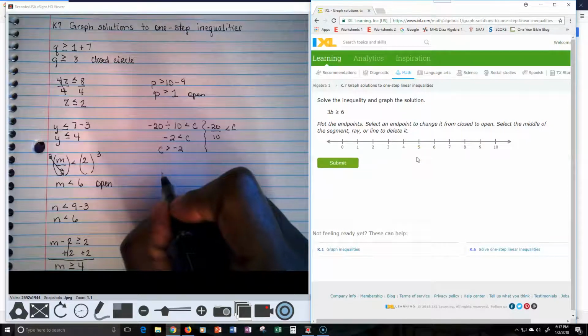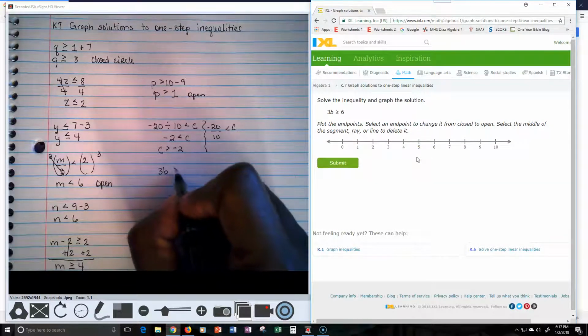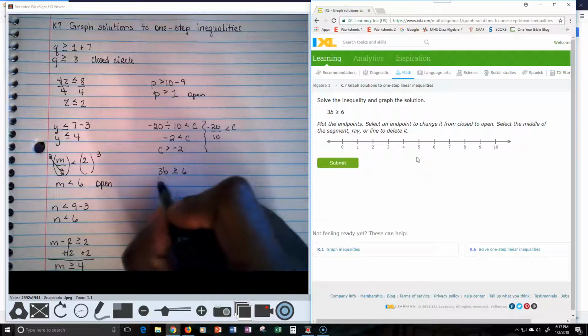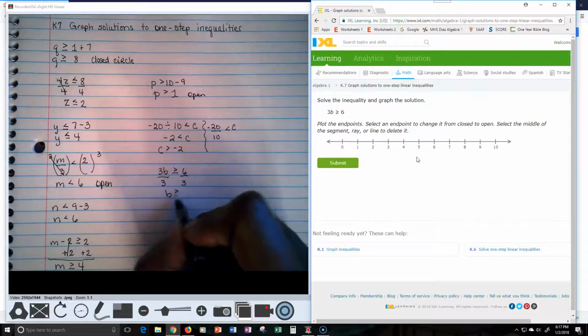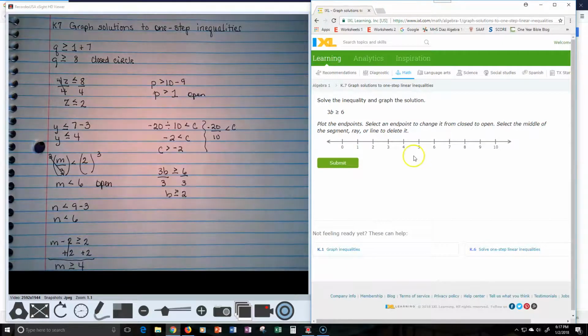So we've got 3b is greater than or equal to 6. I want b alone, so I'm going to divide by 3 on both sides, and I've got b is greater than or equal to 2. So I'm going to start at 2, make sure my circle is closed, and realize that all of the values of b are greater than or equal to 2.